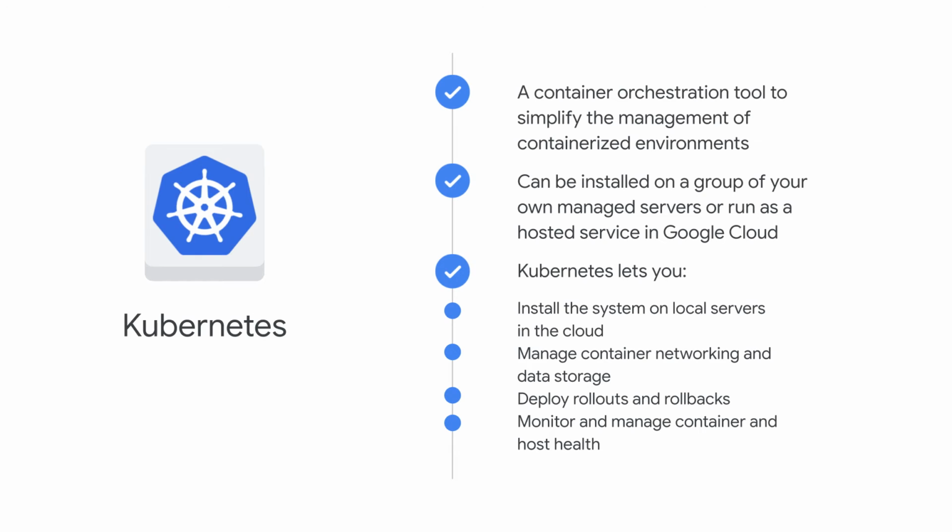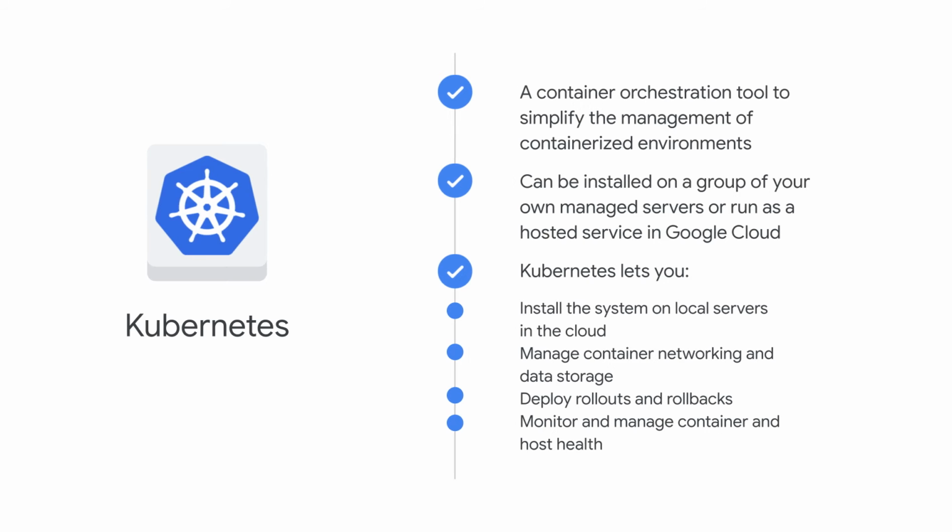Kubernetes is a container orchestration tool you can use to simplify the management of containerized environments. You can install Kubernetes on a group of your own managed servers or run it as a hosted service on Google Cloud on a cluster of managed Compute Engine instances called Google Kubernetes Engine. More on that shortly. Kubernetes was built by Google to run applications at scale. It lets you install the system on local servers in the cloud, manage container networking and data storage, deploy rollouts and rollbacks, and monitor and manage container and host health.